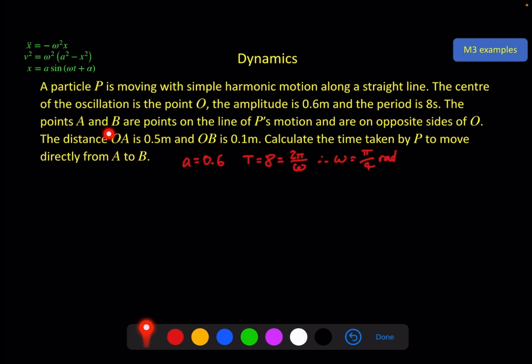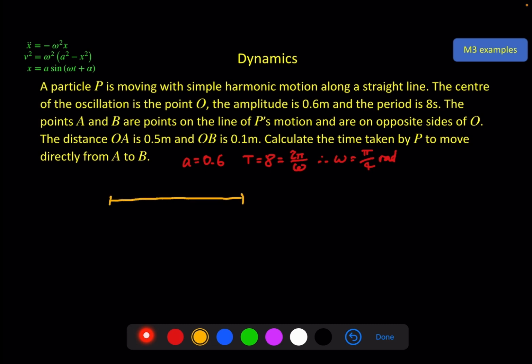The points A and B are points on the line of P's motion and are on opposite sides of O. The distance OA is 0.5, so it's not the end point. 0.6 is the end point. And OB is 0.1, that's quite close to O. Calculate the time taken by P to move directly from A to B. Okay, I think a diagram will help us here.